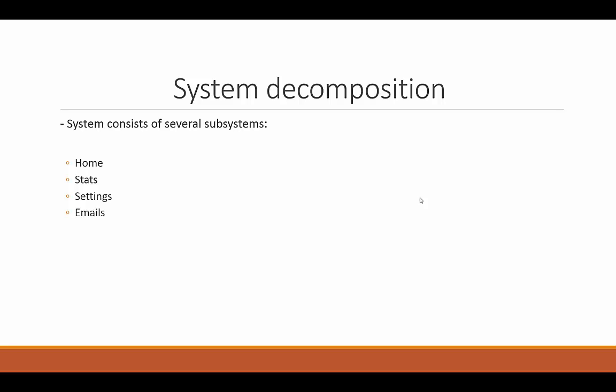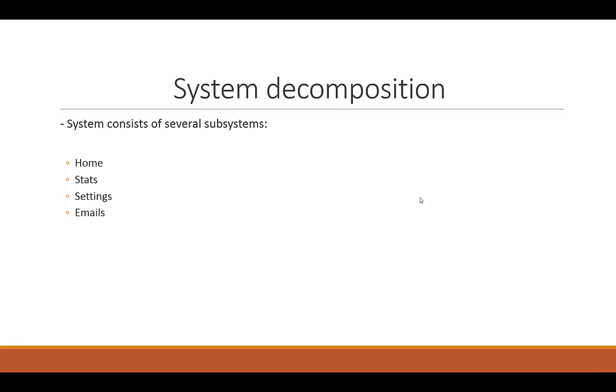Next, I want to talk about system decomposition. The system consists of several subsystems, which are the home subsystem, the stats subsystem, the settings subsystem, and the email subsystem. The home subsystem is responsible for giving each user their corresponding view as they log in. This allows the system to differentiate between the different actors in the system.